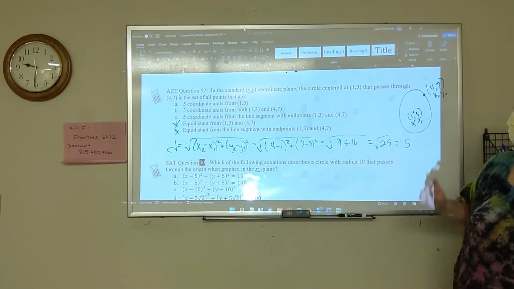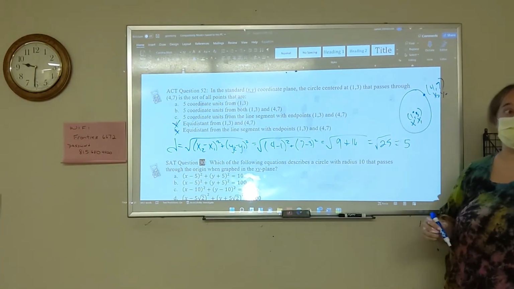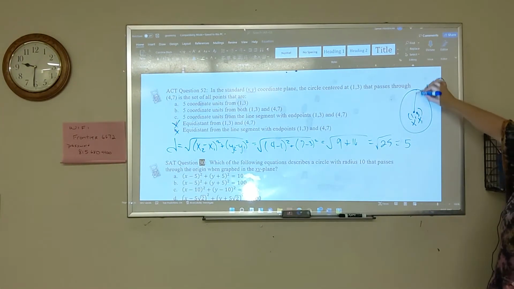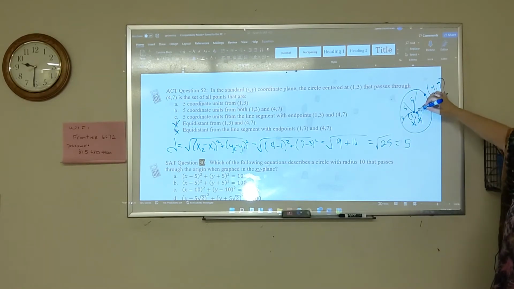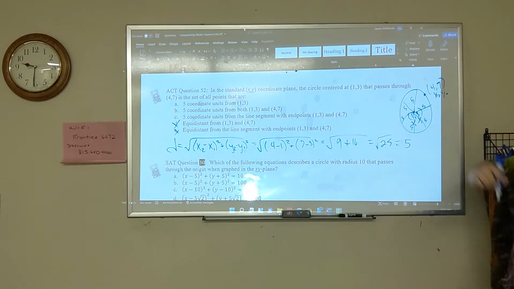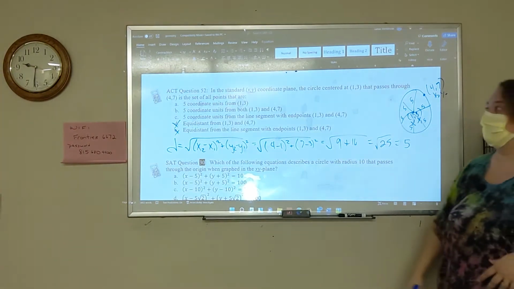Is the circle the set of all points that are 5 coordinate units, 1 radius away from your center? So in other words, if I go 5 units in any direction from my center, so 5 that way, 5 this way, 5 that way, will I still be on my circle? Well, yeah, that's kind of what a circle is, right? If I go a radius in any direction from the center, I should hit the circle. A is looking pretty good.